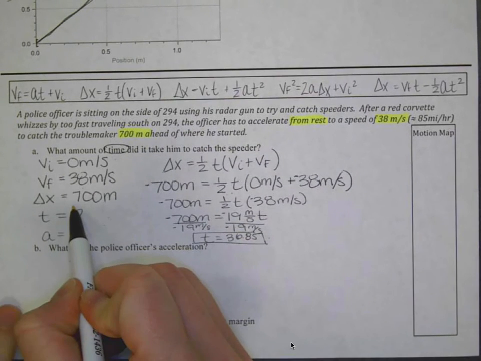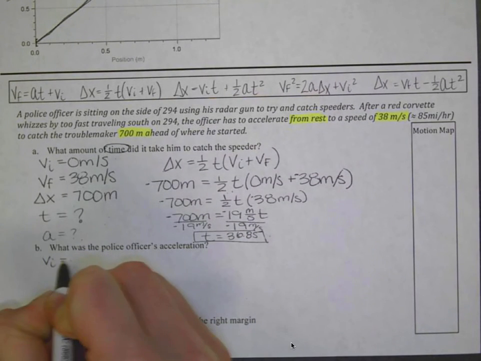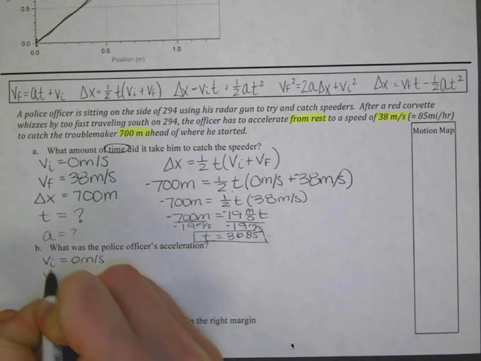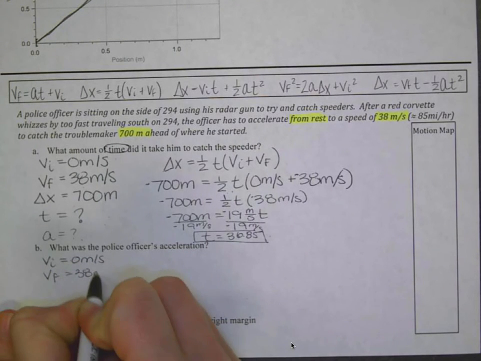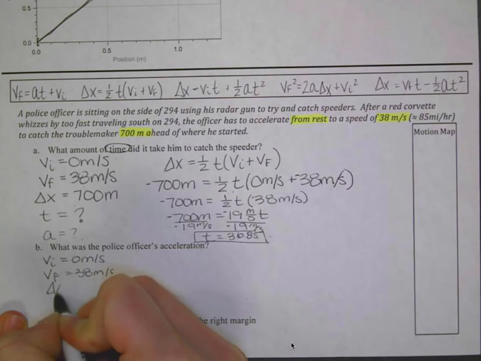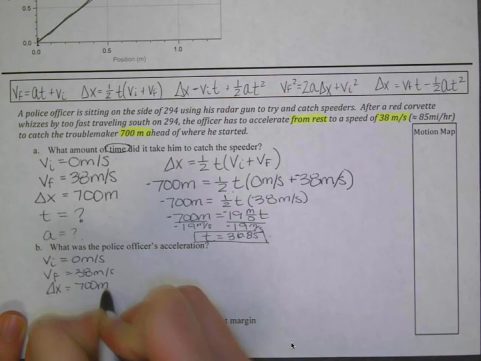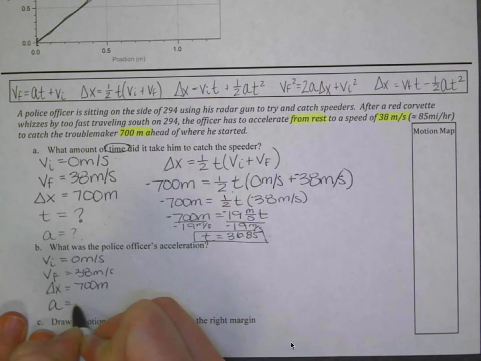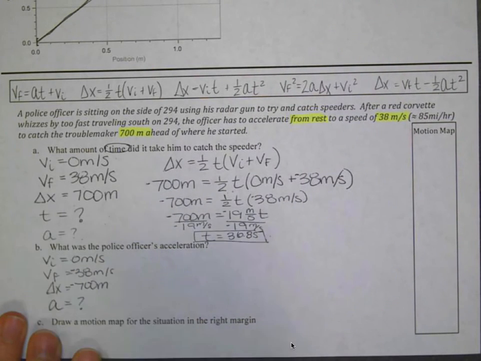So I look at my information. Initial velocity is still 0. Final velocity is 38. Our displacement was 700. And we're looking for acceleration now. You can throw in your negatives if you'd like to imply that they are moving south.